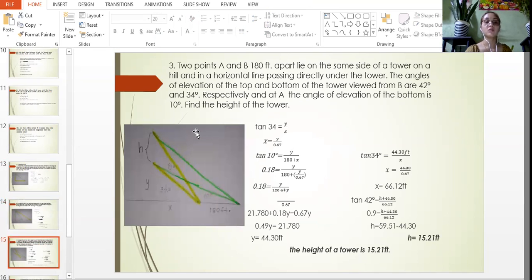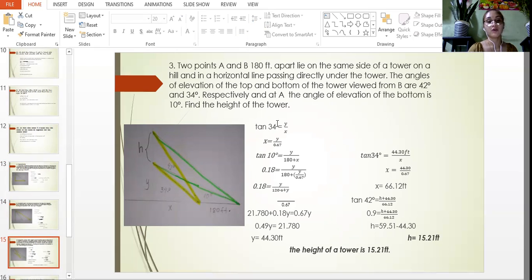Number 3. Two points A and B, 180 feet apart, lie on the same side of a tower on a hill and in a horizontal line passing directly under the tower. The angles of elevation of the top and bottom of the tower viewed from B are 42 degrees and 34 degrees, respectively, and at A, the angle of elevation of the bottom is 10 degrees. Find the height of the tower.